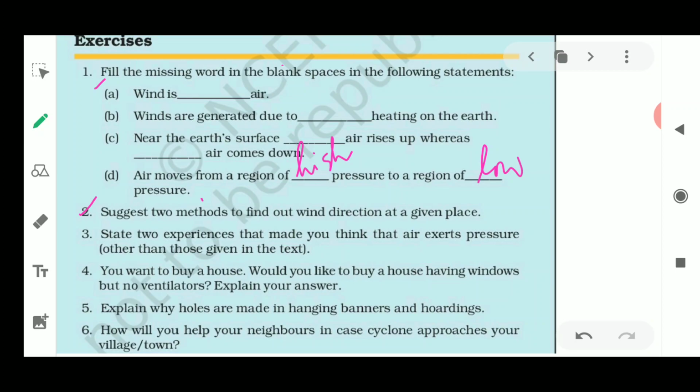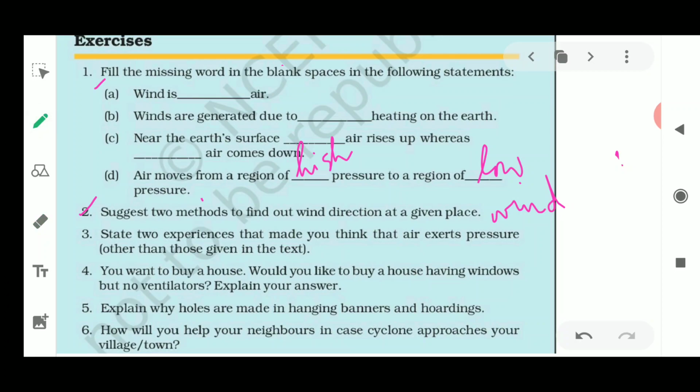So these are the two instruments which are going to tell you the wind direction. Nowadays wind vanes are used, which tell you the direction of the wind. So the first thing is that you could use a measuring instrument called a wind vane. Okay, wind vane, V-A-N-E. Fine.